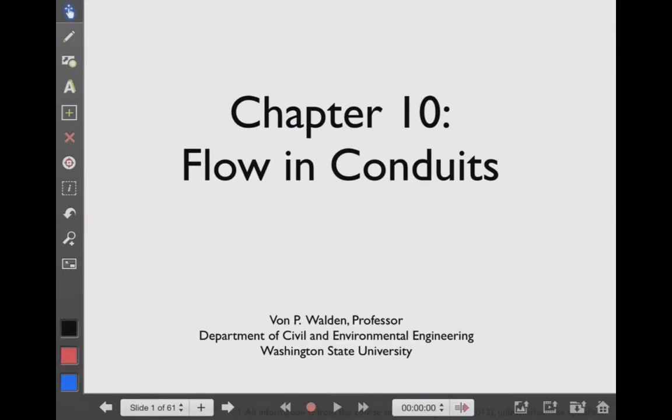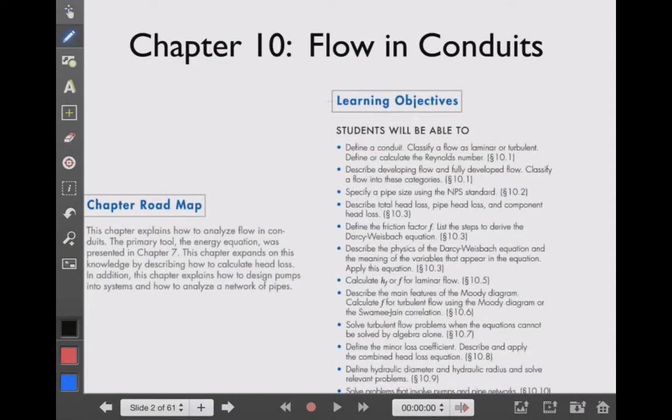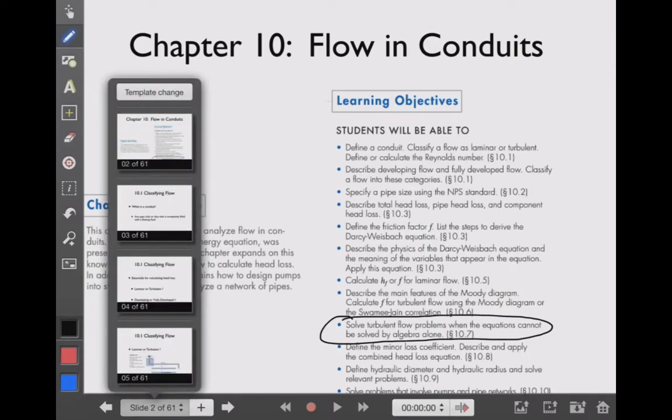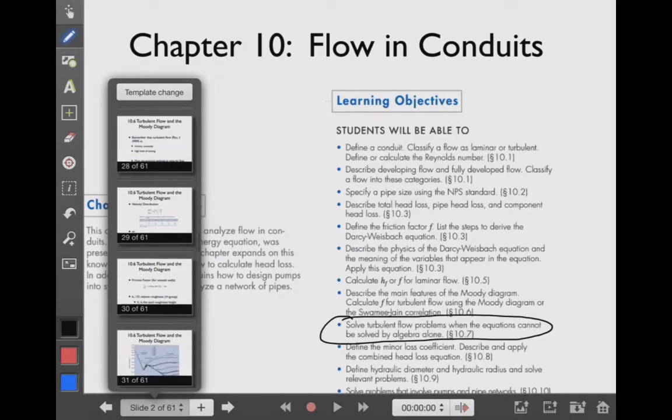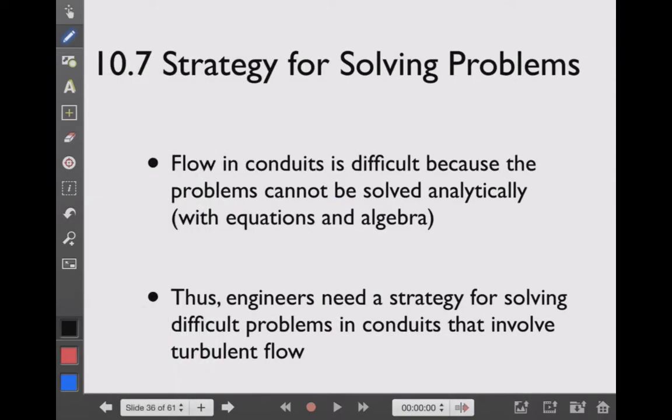All right, we're back with Chapter 10, Flow and Conduits, and we are going to cover Section 7 in this particular video. We're going to look at solving flow problems with turbulence and when we can't use equations with analytical solutions. So we need to have a strategy for doing these problems. We're going to work some of these problems in class, but what I'm going to do here is just lay out a quick strategy for doing these types of problems. And that's what this section is all about.